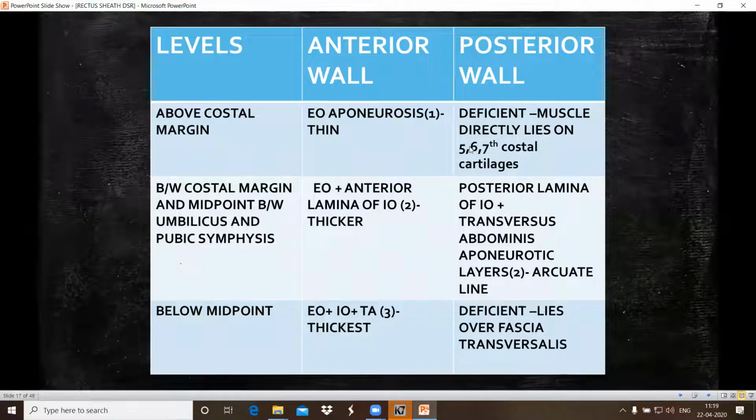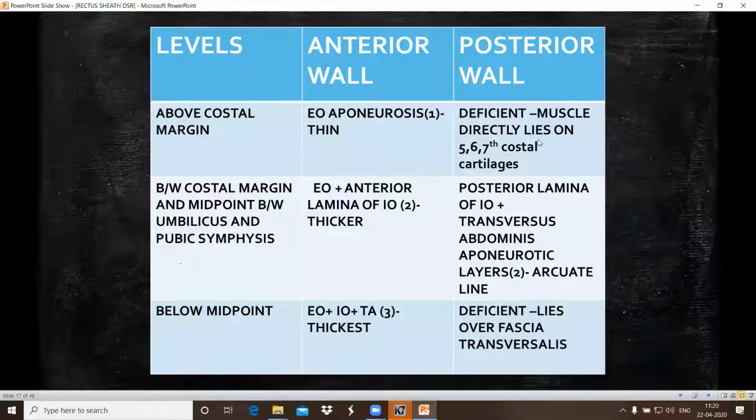So this is the table showing the anterior wall and posterior wall difference at the different levels. Just fast repeating: above the costal margin, the anterior wall is formed by the external oblique aponeurosis. At the middle level, it is formed by the fusion of the external oblique and anterior lamina of the internal oblique. And below the midpoint, it is formed by the external oblique, internal oblique, and transverse abdominis. That's why thin, thicker, and thickest.